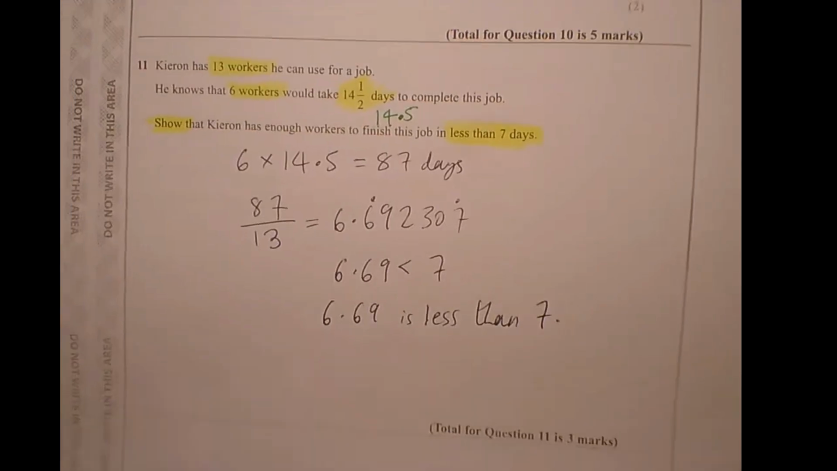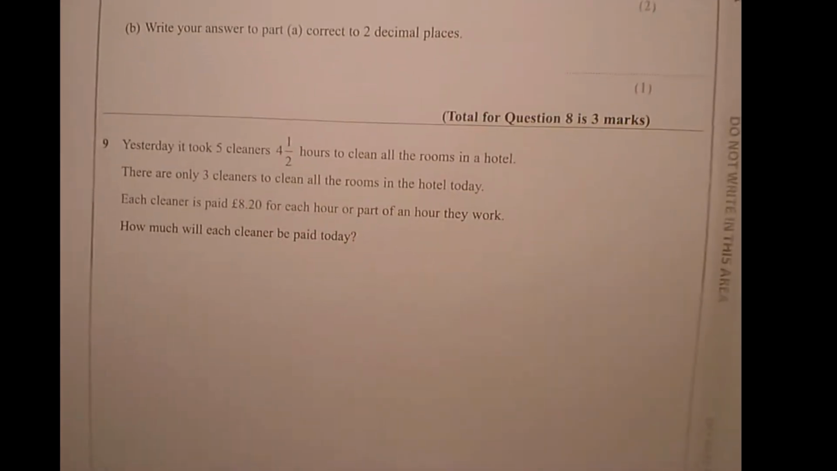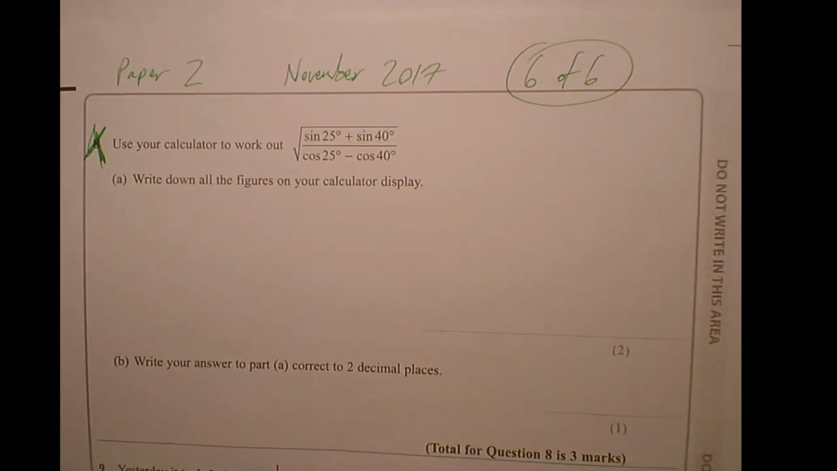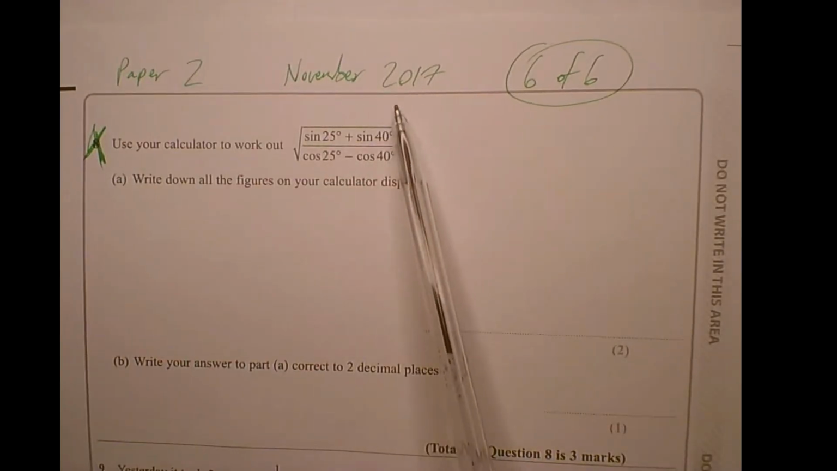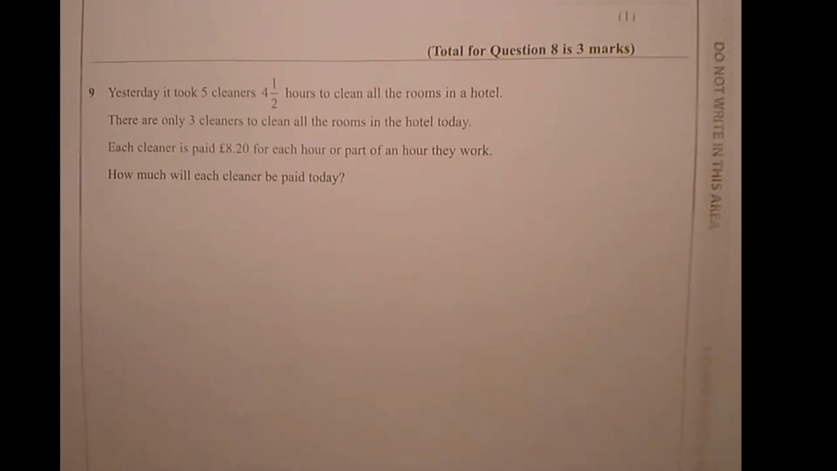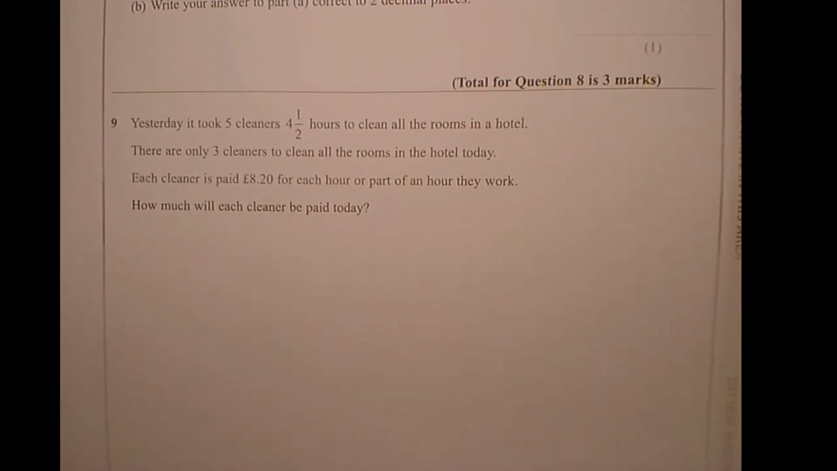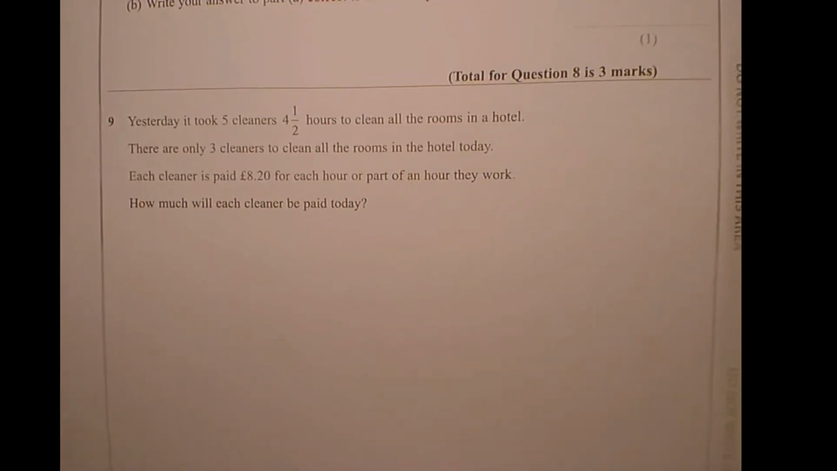How are you doing? Have you got that right? I hope you have. And if you did get that right, well done. And we are on our last question for today. Question 6 of 6. This is from November 2017. And this is paper 2. So we are allowed to use a calculator. And again, this question is worth 3 marks. Let's pause the video and have a go. When you're ready for the answer, you can press play.